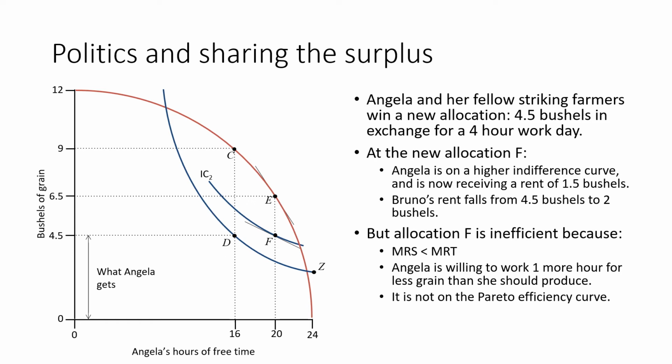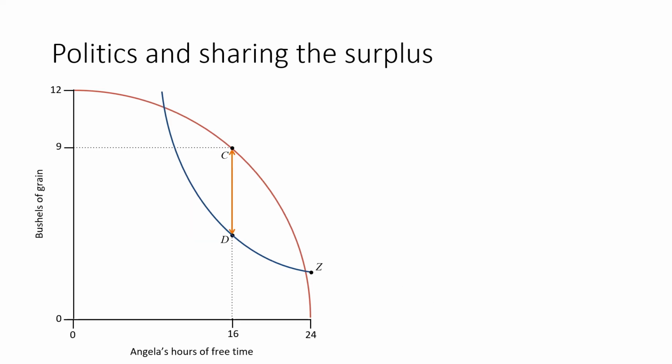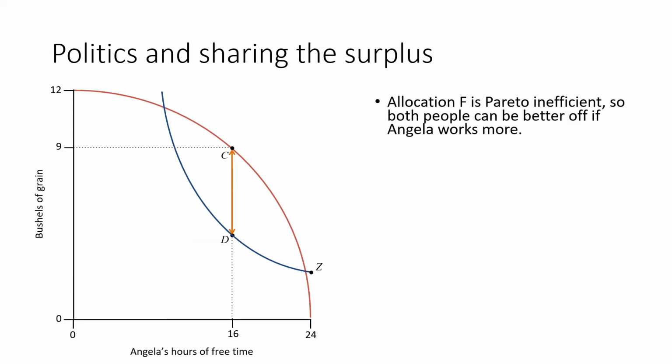And we know that point F is not on the Pareto efficiency curve from C to D. That means that the surplus is not maximized. It's 3.5 bushels instead of 4.5 bushels. From E to this point down here, there are now 3.5 bushels to split up rather than 4.5. Allocation F is Pareto inefficient.